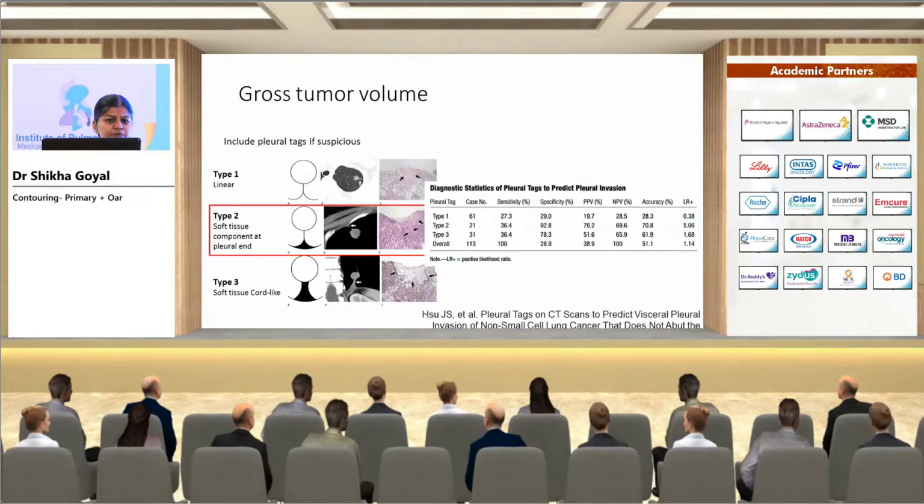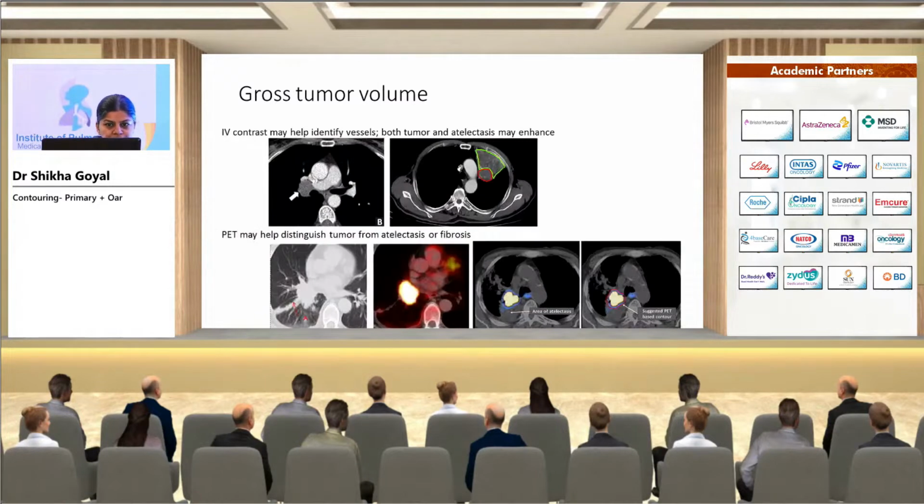If there are any suspicious pleural tags, typically type 2 tags where there's a soft tissue component at the pleural end, these tags should also be included as part of GTV. If the lesion is closer to the chest wall or close to the mediastinum, IV contrast may help delineate the lesion from these, and also identify the vessels which are organs at risk.